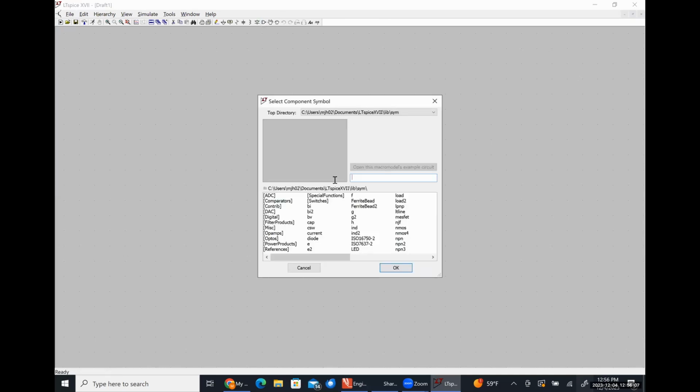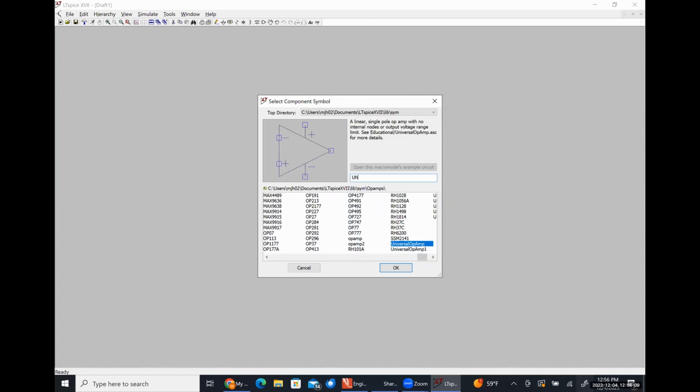All right, so the first thing that I'm going to put down is my op amp. I use universal op amp 2 for all of my generic op amps. Okay? So you can see here we have universal op amp 1, 2, 3, 3A, 3B, and 4. Universal op amp 2 is effectively an ideal op amp, except that it takes into account our supply voltages to give us the saturation distortion that we need.